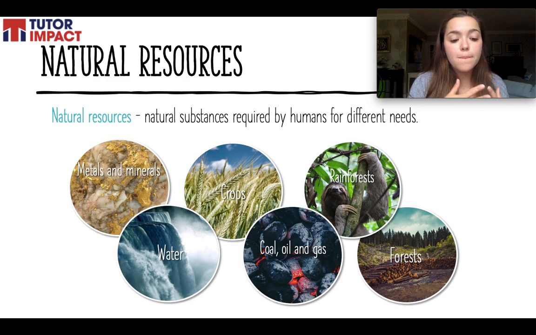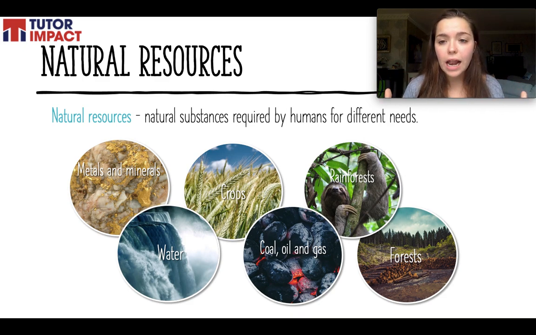For example, minerals and metals like iron, gold, copper, silicon, they're used as building materials and also in technology. So silicon, if you've ever heard of Silicon Valley in America, for example, silicon is a material that we use a lot now in computers, phones, cars, that kind of technology.